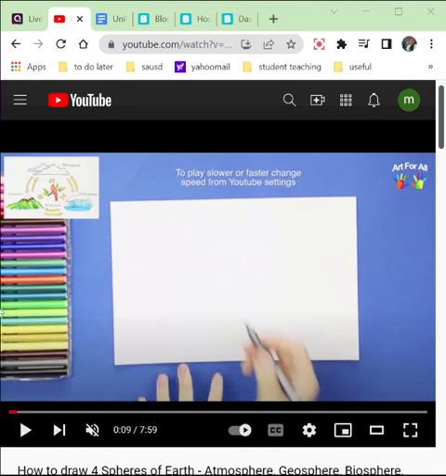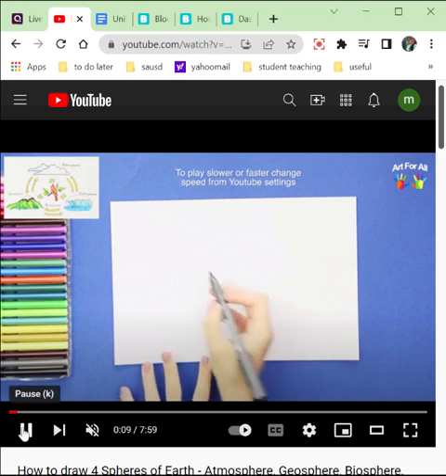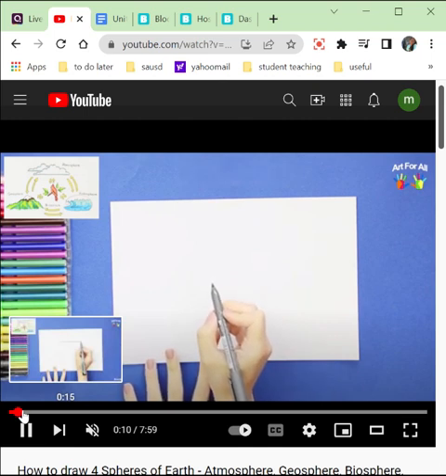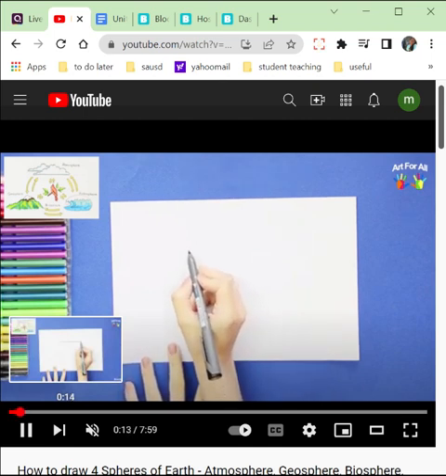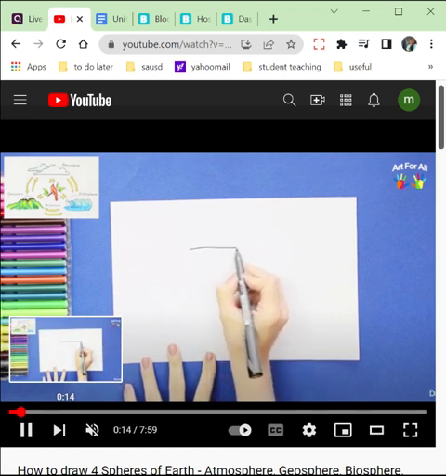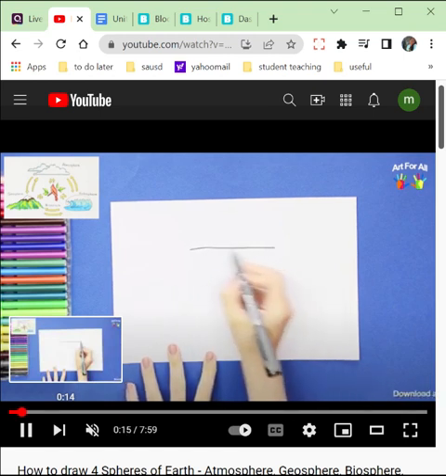Okay. So you're going to put this in your notebook. Okay, so today we're combining all the different spheres that we learned about, putting them all in one to see how they all interact with each other.